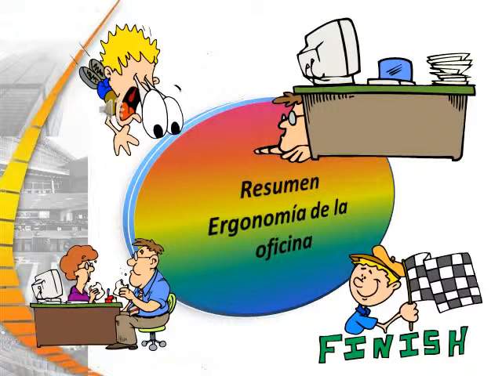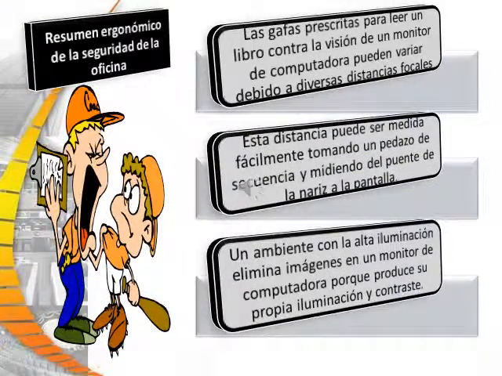Summary and pop quiz for office ergonomics. Eyewear prescribed for reading a book versus viewing a computer monitor may vary due to different focal distances. This distance can be easily measured by taking a piece of string and measuring it from the bridge of the nose to the screen. An environment with high illumination washes out images on a computer monitor and may produce its own illumination and contrast.